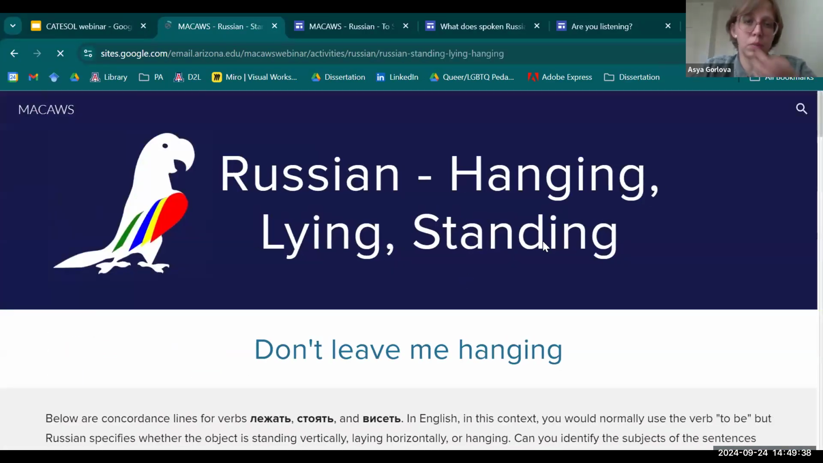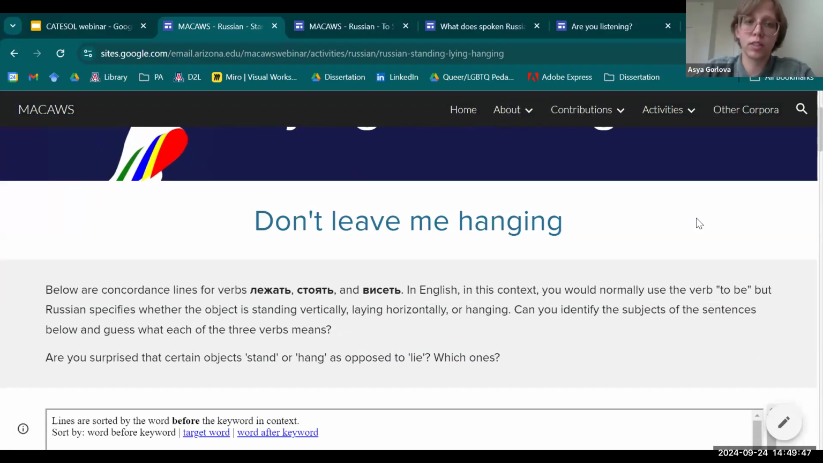So for example, this one is about the verbs of position. Hanging, lying, and standing. And the problem is that Russian conceptualizes this very differently. When in English, we would normally use the verb to be, in Russian, we would use 3 different verbs. So that is a point of difficulty for students.